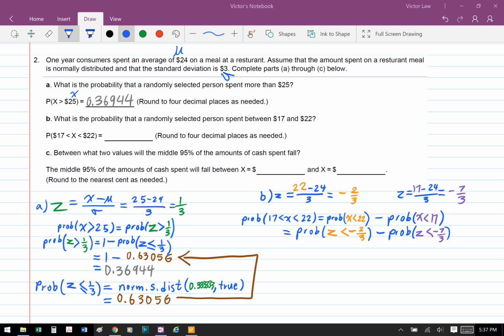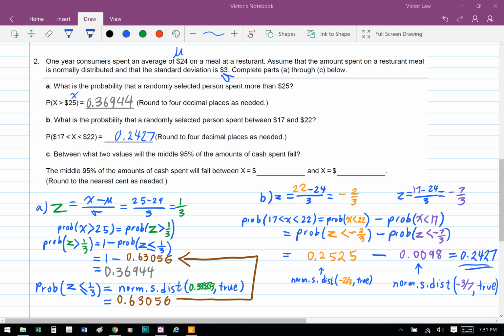Part B: what is the probability that a randomly selected person spent between $17 and $22? Again, we calculate the Z values of $17 and $22. For $22 we get negative 2 over 3 as the Z value, and for $17 we get negative 7 over 3. The probability of X between 17 and 22 is equal to the probability of X less than 22 minus the probability of X less than 17, which is the same as the probability of Z less than negative 2 over 3 minus the probability of Z less than negative 7 over 3.